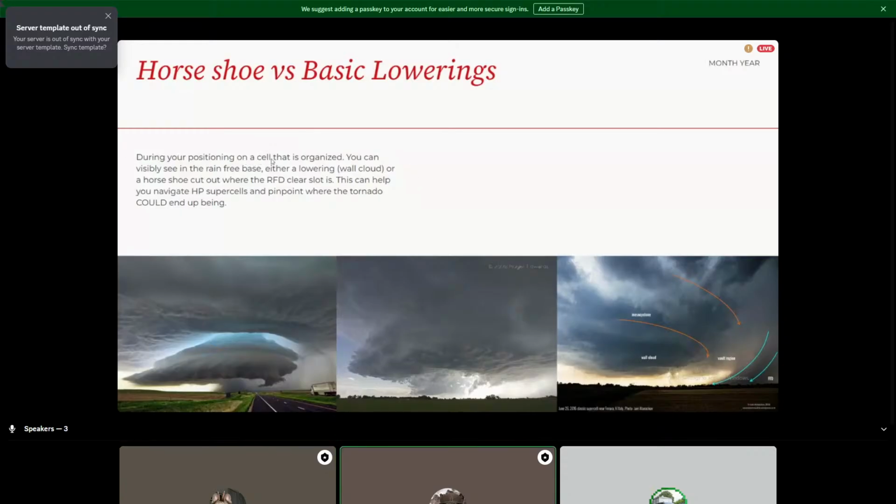During your positioning on a cell that is organized, you can visibly see the rain-free base, which is what you want to see. Typically, in a QLCS or MCS system, you would not see a rain-free base because you do not have enough tilt. As you can see, this is the mesocyclone down here. This is where it starts. This is the updraft base.